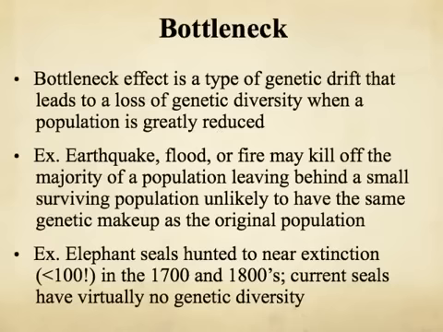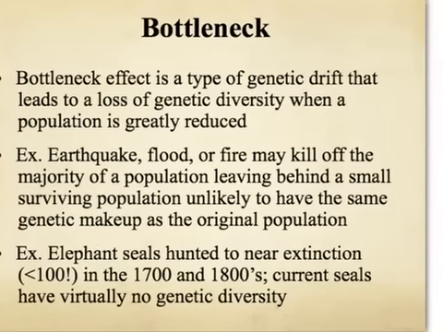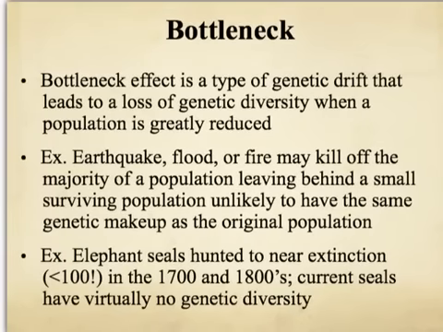Okay, so now let's break down the 2 types of genetic drift. The first type is called the bottleneck effect, and this is basically when you largely change your gene pool or you lose genetic diversity because some catastrophic event happened to your population that by chance killed off a large percentage.